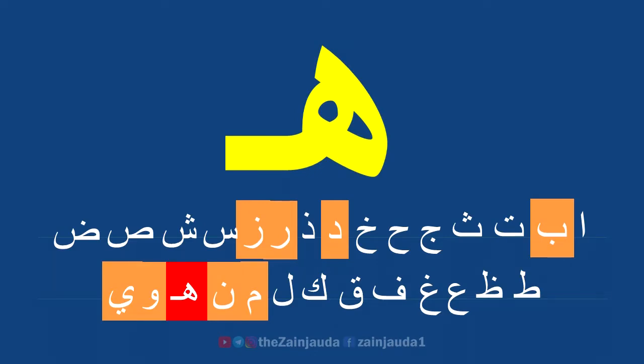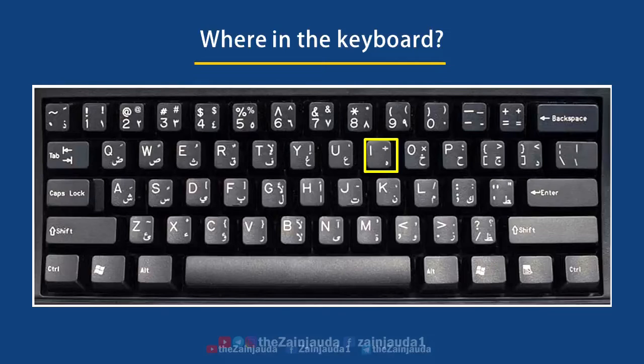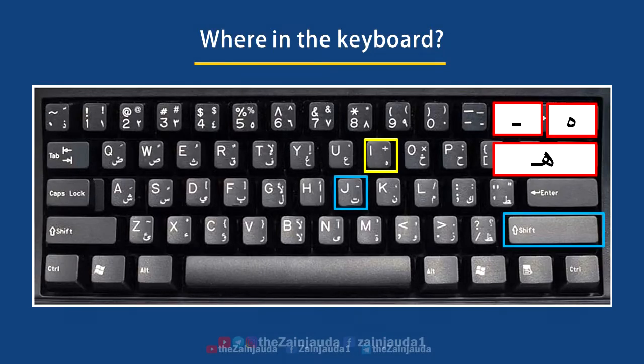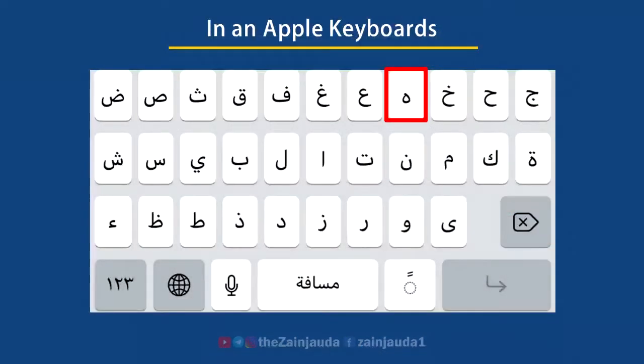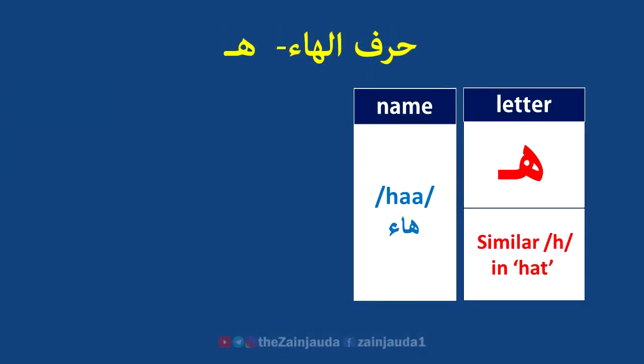Ha is the 26th letter in the Arabic alphabet. Ha is found with I, and as I mentioned in lesson number 1, after typing the ha letter, we need to press Shift and J to get the extension which will give the ha its shape in case we want to type it in isolation. In an Apple keypad, ha is found in the first row, and in an Android it is found in the same position. As far as the pronunciation of ha, it is similar to the ha of hat.